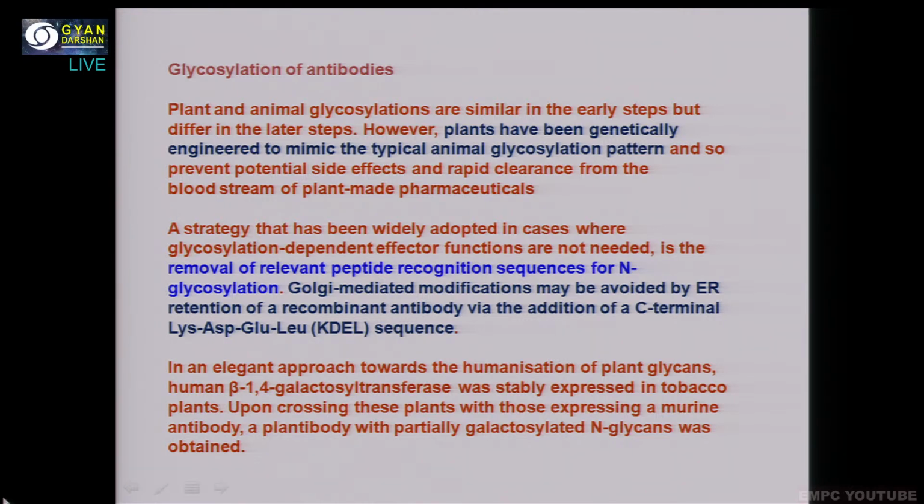Moreover, sometimes you need to eliminate this probability of glycosylation, and therefore sometimes the peptide recognition sequences for N-glycosylation need to be removed. Also, sometimes you remove these chances of modification by including certain sequences, like as I've shown it here, the KDEL sequence. Why are you including this sequence? So that you are retaining this particular antibody in the endoplasmic reticulum, so that there is no modification by the Golgi bodies. So you try to retain them in the endoplasmic reticulum cell organelle. So the process by which you can do it is through the incorporation of this sequence.